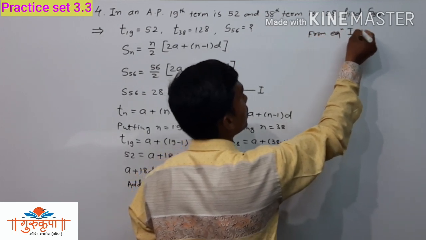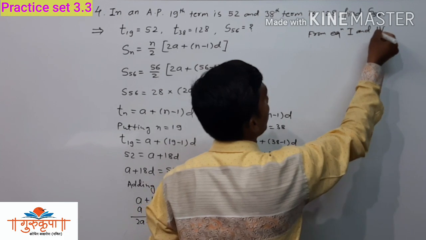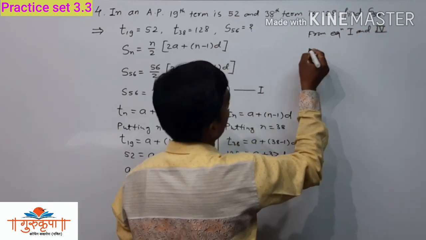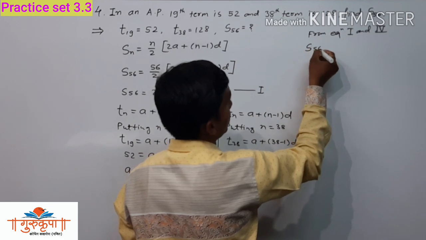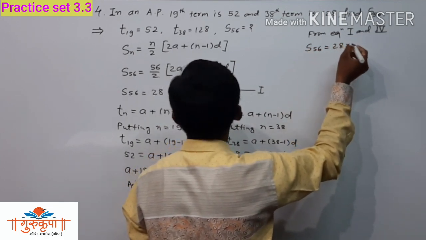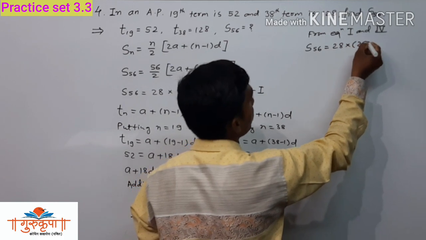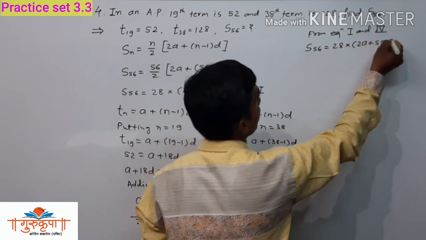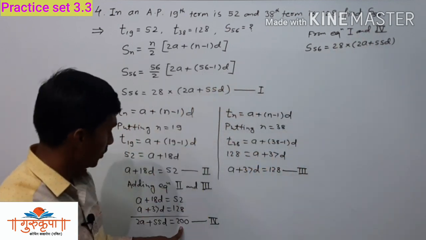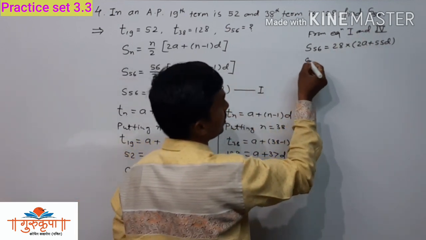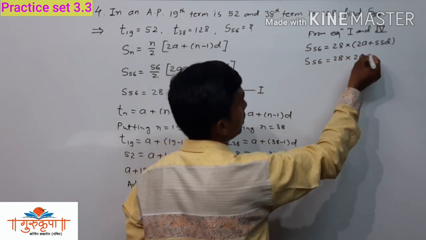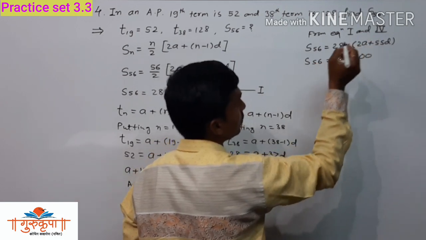From equations 1 and 4. Equation 1 we have to write as it is, that is S56 is equal to 28 multiplied by 2a plus 55d. Now put the value of 2a plus 55d, that is 200. S56 is equal to 28 multiplied by 200, that is from equation 4.